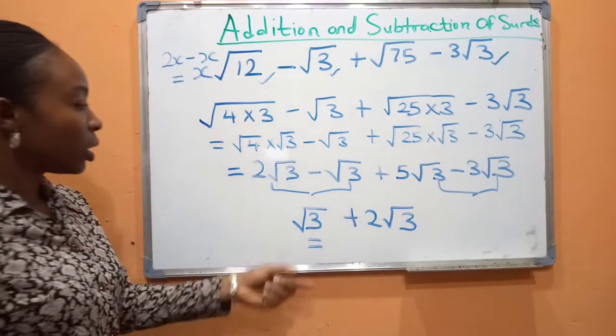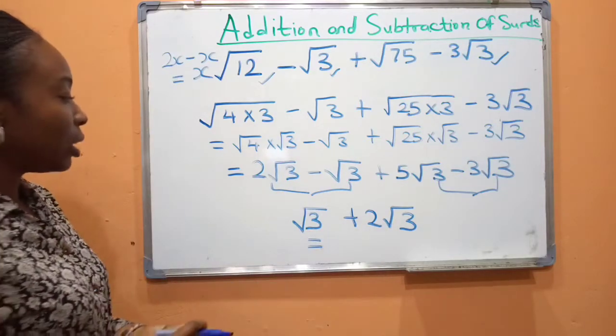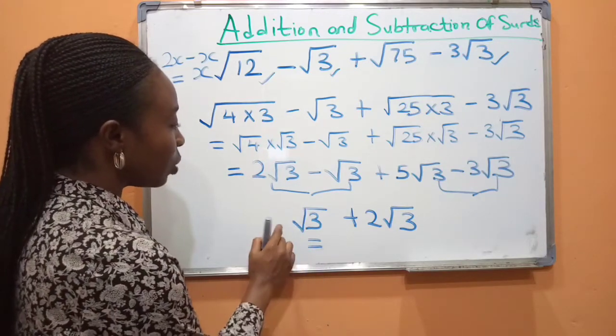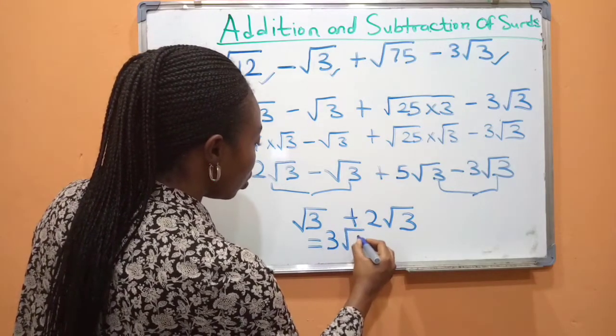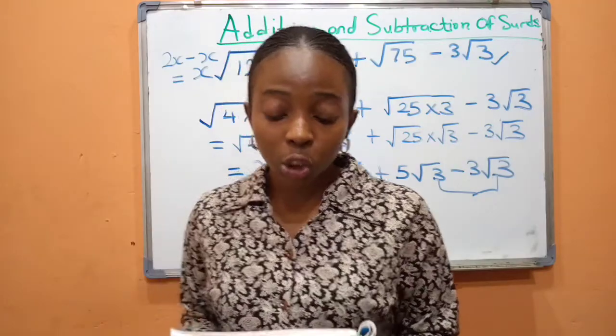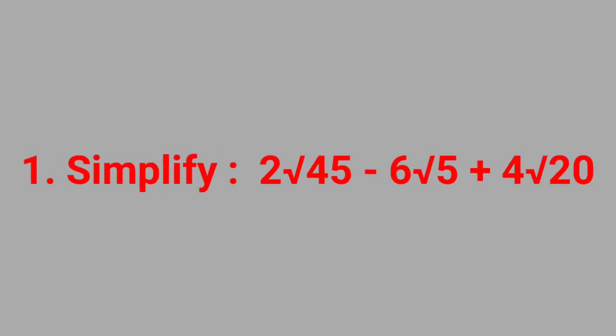We shouldn't leave our answer like this. Of course, we have similar surds, right? So we can still add it. In adding it, remember there's a 1 we don't necessarily write here. So by the time we say 1 plus 2, it gives us 3 surd 3. So this is absolutely easy, guys. Let's take this quick exercise. Number 1, simplify 2 root 45 minus 6 root 5 plus 4 root 20.